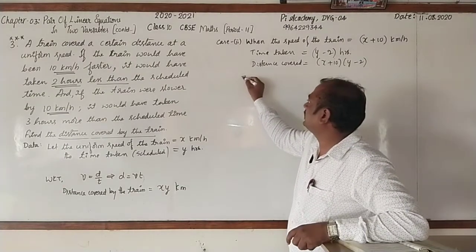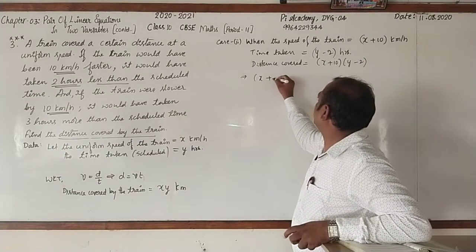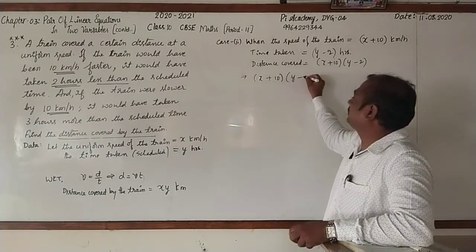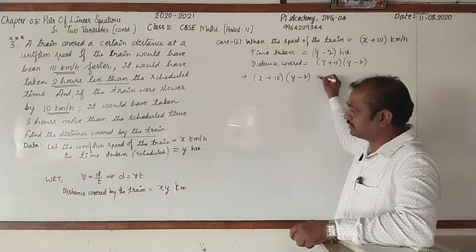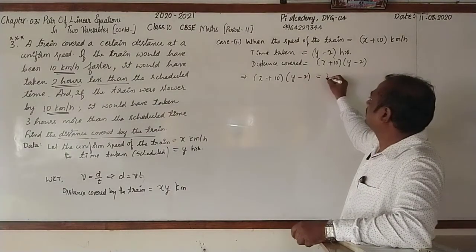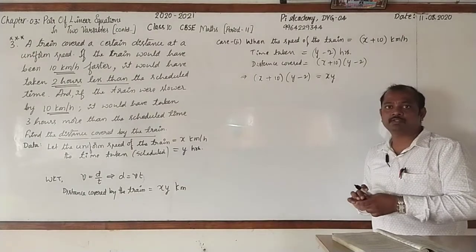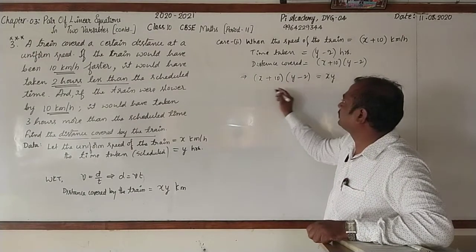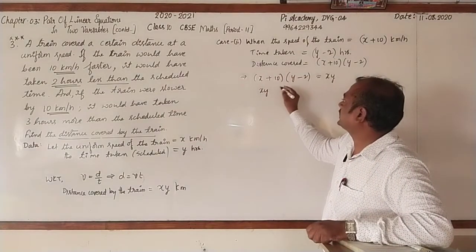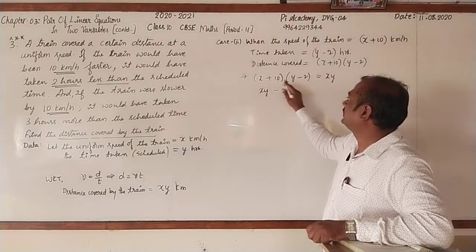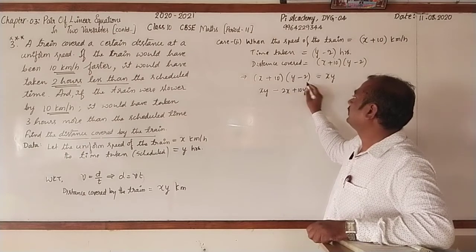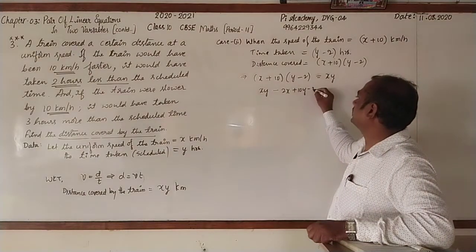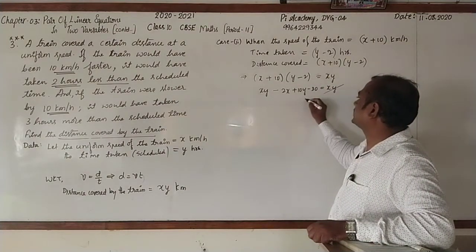Here I'll write. Please keep observing. x plus 10 into y minus 2, this distance covered is equal to xy. Hope that you have understood. Next, multiply x with both the terms, 10 with both the terms. x into y, xy. x into minus 2, minus 2x. 10 into y, 10y. And 10 into minus 2, minus 20, is equal to xy.